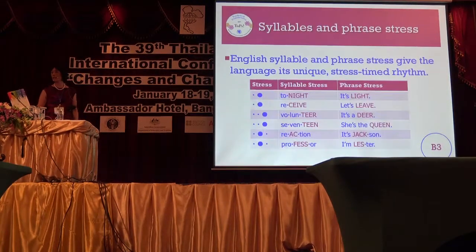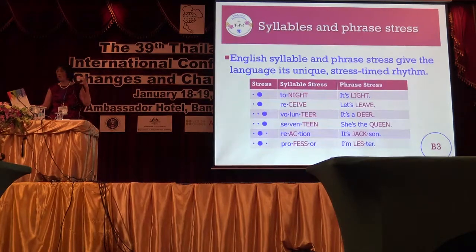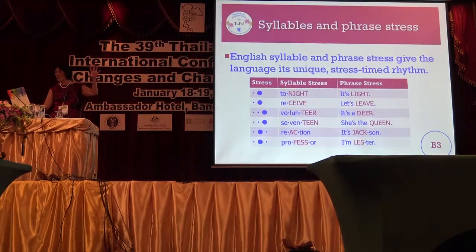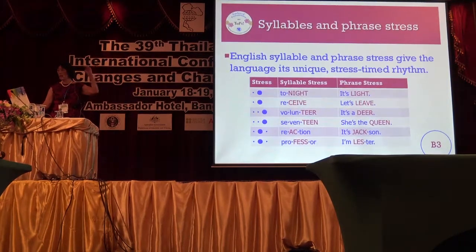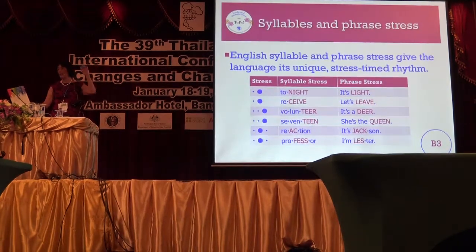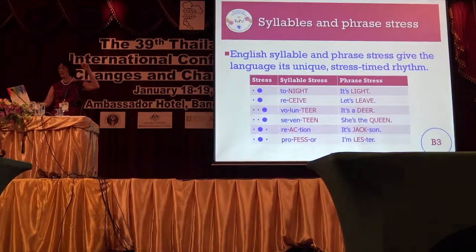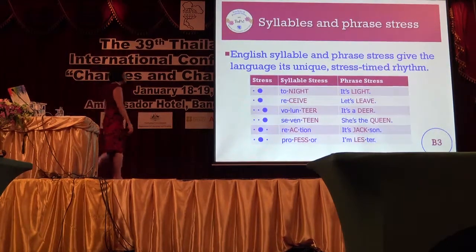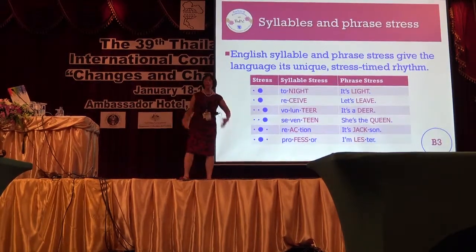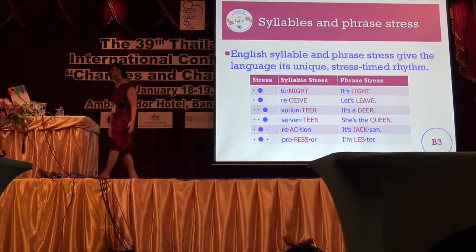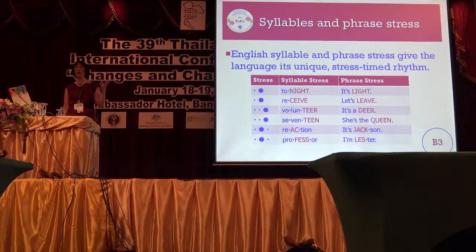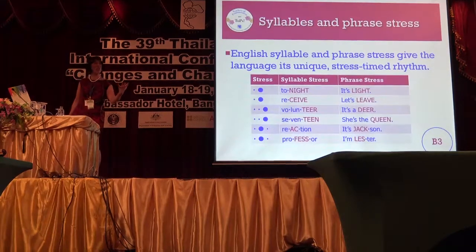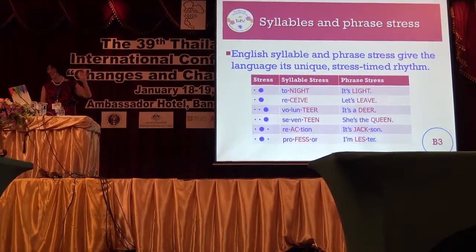Syllables and phrase stress: English syllables and phrase stress give the unique stress-timed rhythm. So we say tonight, receive, let's leave, volunteer, it's dear, 17, she's the queen, it's cats, profess, unless. So we want you to try to avoid saying things like, the same volunteer, 17, and so on. I need some volunteers. If I say I need a volunteer, maybe some of them will come. But if that means some volunteers, you want to go, yeah, I'll do it.